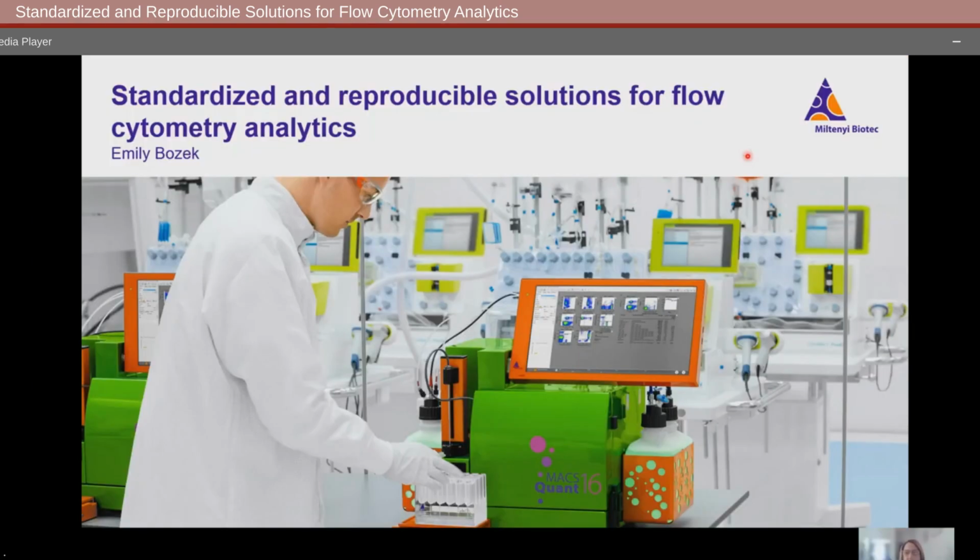All right, hello everyone. Thank you so much for joining us today. My name is Miltenyi Bozek and I work as a product manager for Miltenyi Biotec. Today we'll be going through a presentation on standardized and reproducible solutions for flow cytometry analytics.